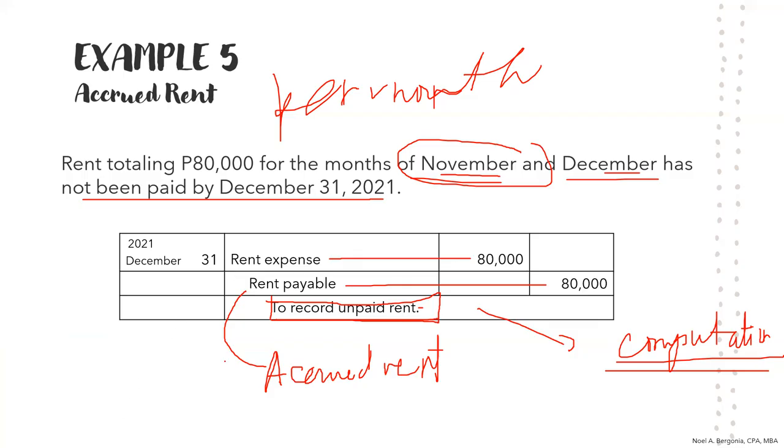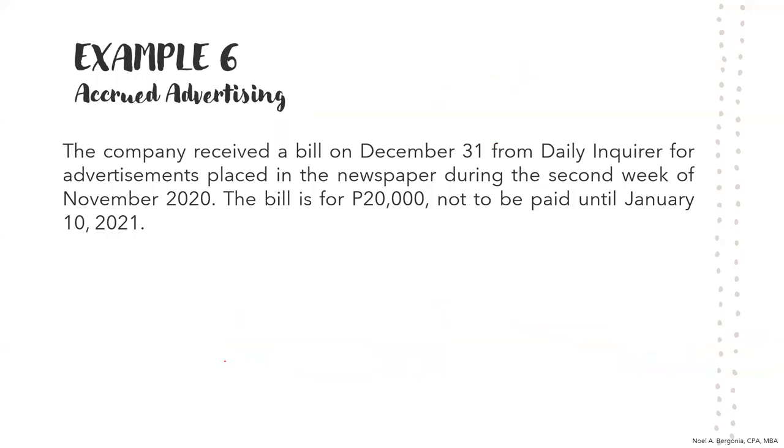So another example for accrued expense is about advertising. So we have already interest, salaries, rents, advertising naman. So the company received a bill on December 31 from Daily Inquirer for advertisements placed in the newspaper during the second week of November 2020. So may bill. As you all know, pag may bill, hindi pa naman necessarily bayad ka, di ba? So the bill is for 20,000, so that's the amount, not yet paid until January 10. So nagamit natin siya in the year 2020, specifically November.